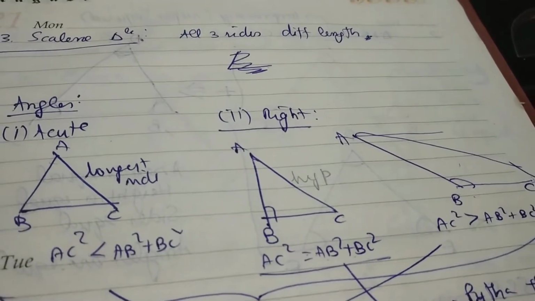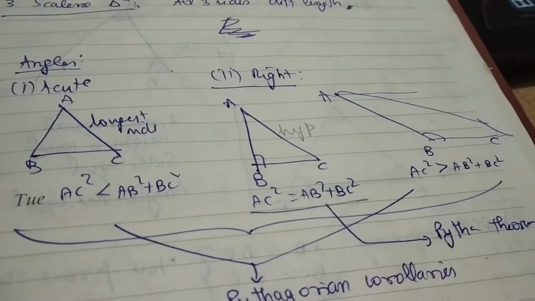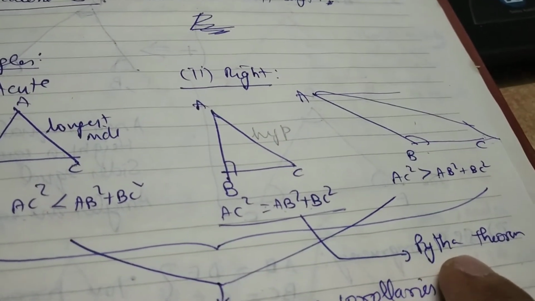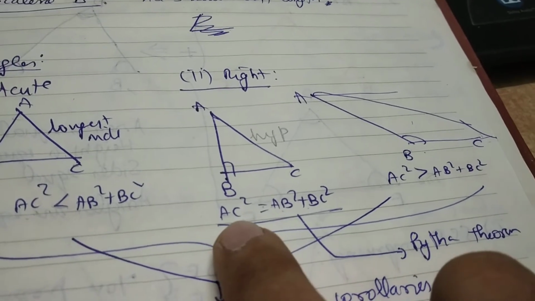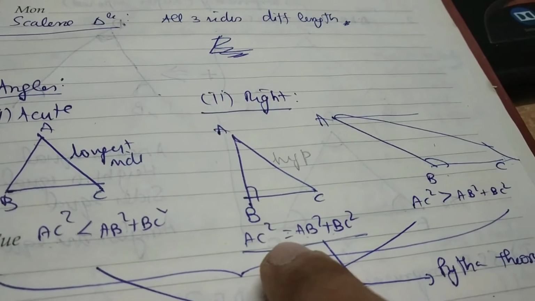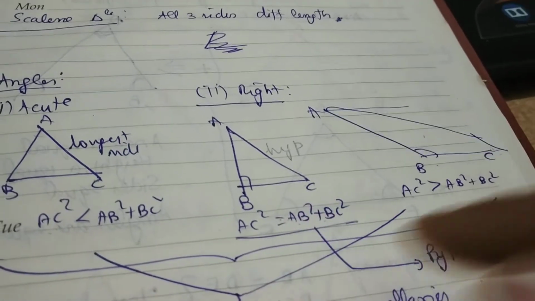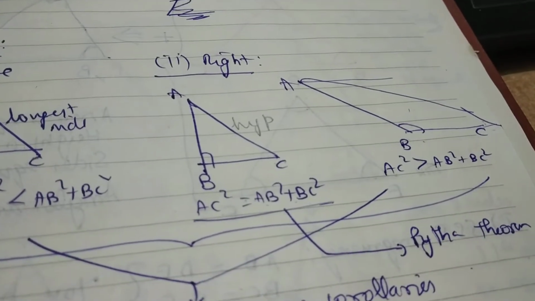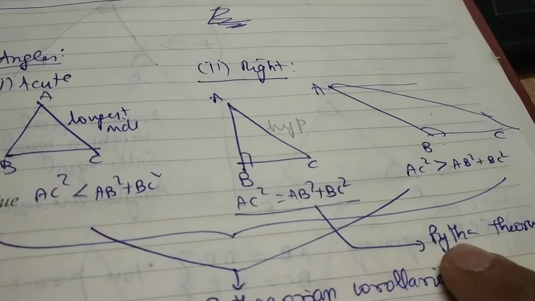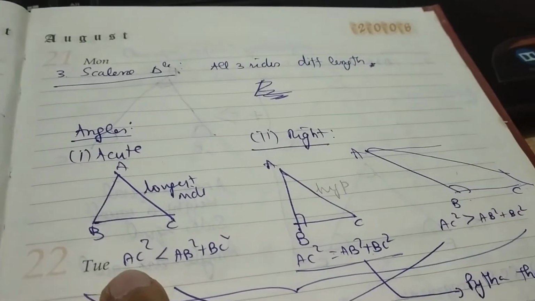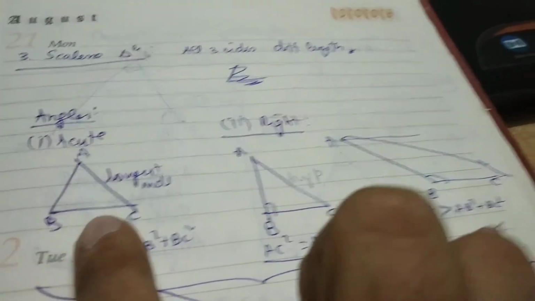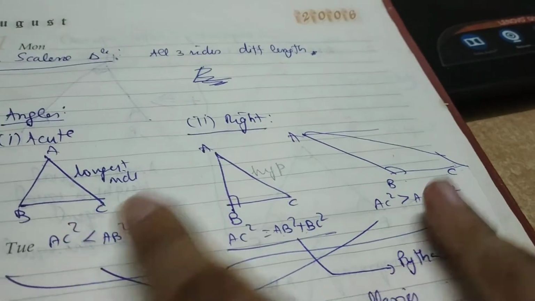So in a right angled triangle, you have learnt Pythagoras theorem. Pythagoras theorem states that the square of the hypotenuse is equal to the sum of the squares of the other two sides. Pythagoras theorem has a corollary. Correct? Now you are going to learn about the corollary. This corollary is meant for acute angle and obtuse angle triangles.